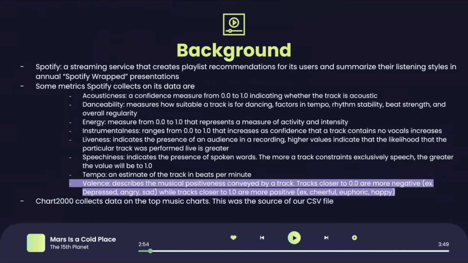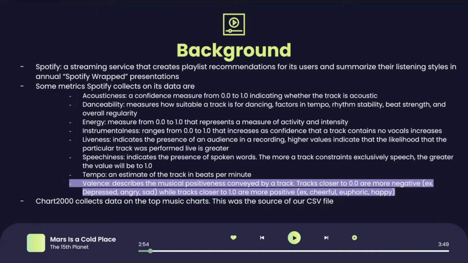Spotify is a Swedish streaming service that utilizes its data structures to create playlist recommendations for its users and summarize their listening styles in annual Spotify Wrapped presentations. Some metrics Spotify collects on its data are acousticness, danceability, and valence. Valence is actually a measure of how positive or negative a song sounds, with 1.0 being the most positive score a song can earn and 0.0 being the most negative score.